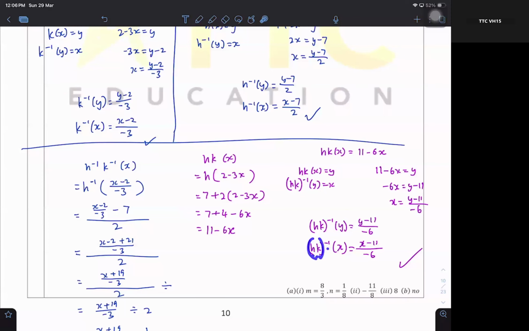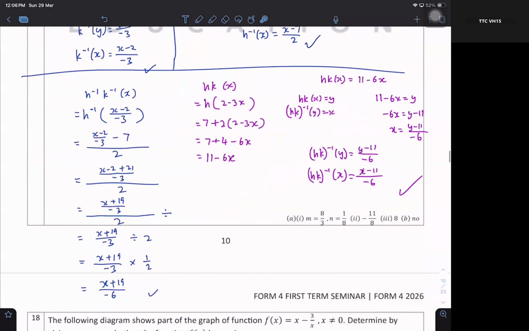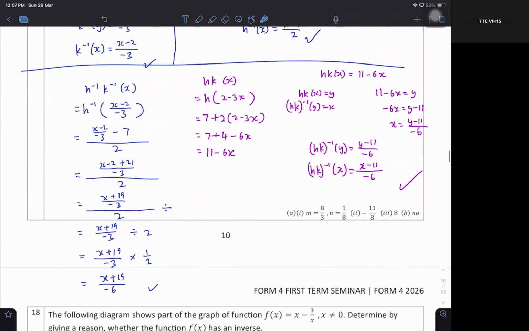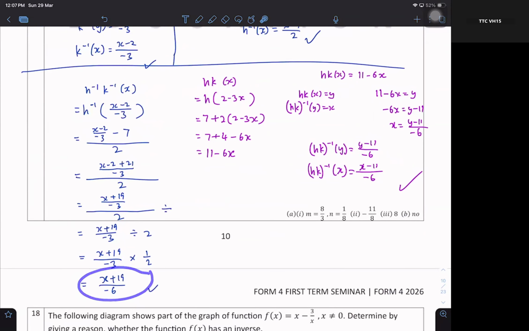hk combined inverse. So now you see, is this equal to this? The answer is no, they are different, right? So the answer is no. Just write no. They are not the same.